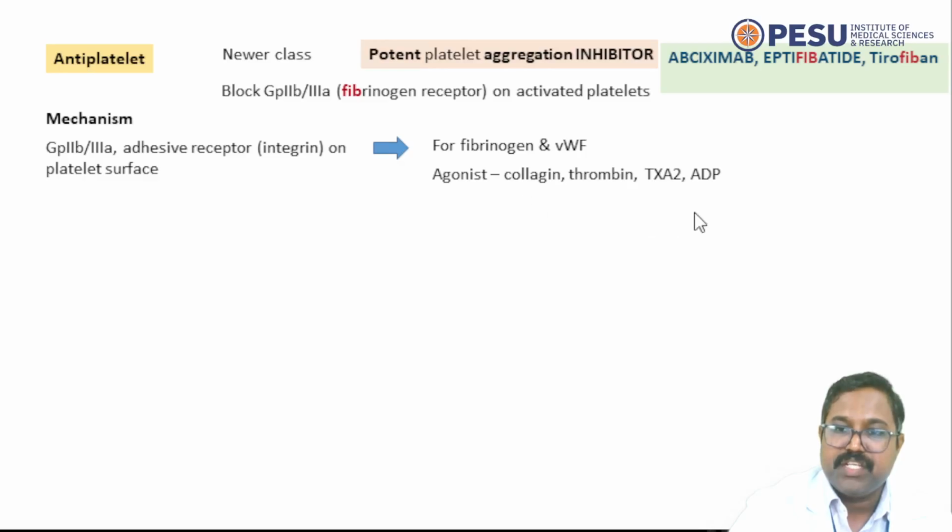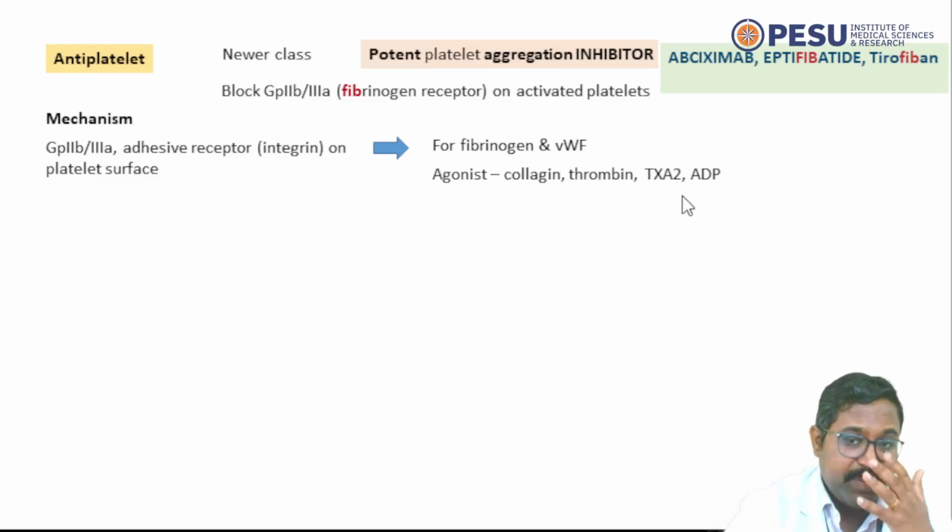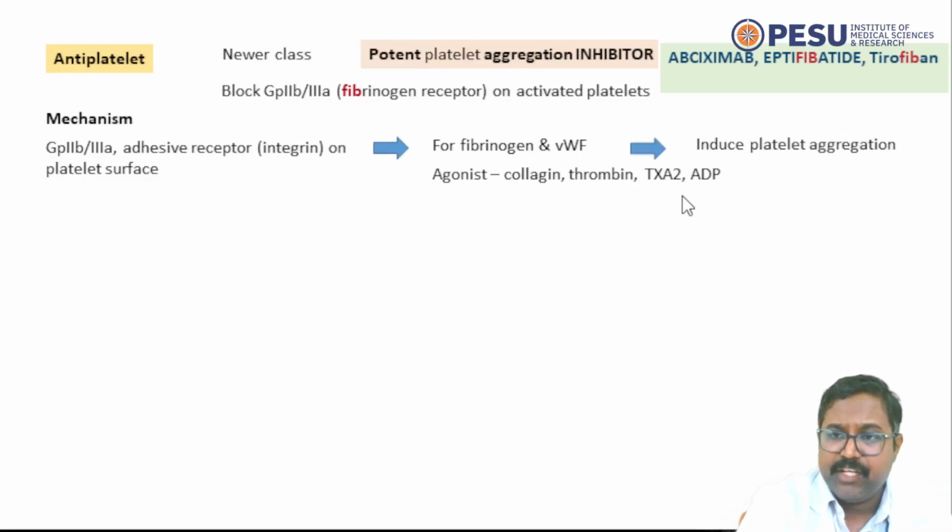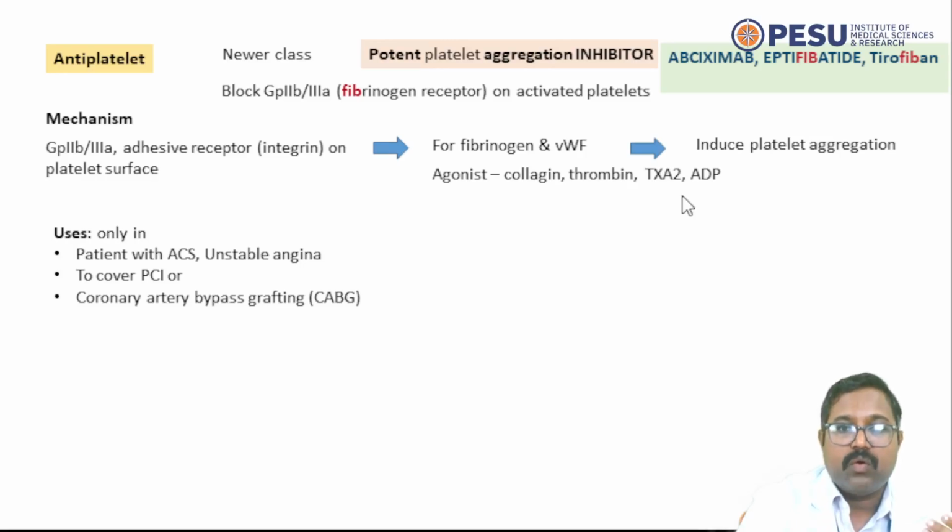So agonists are collagen, thrombin, thromboxane A2, ADP, or all the platelet activators. So they induce platelet aggregation. So these drugs, abciximab and eptifibatide, will inhibit or reverse this activity by blocking the GP2B3A receptors. It is used only in patients with acute coronary syndrome with unstable angina, as a cover for the percutaneous intervention or for coronary artery bypass grafting.